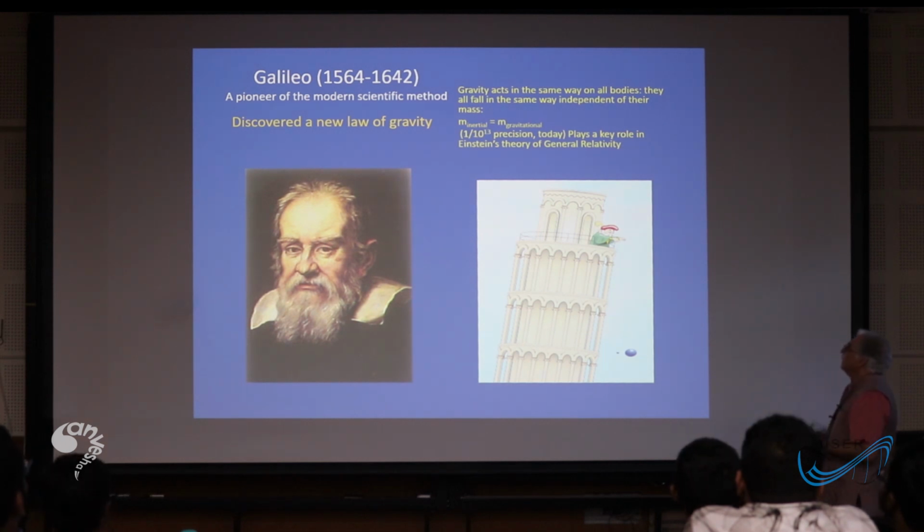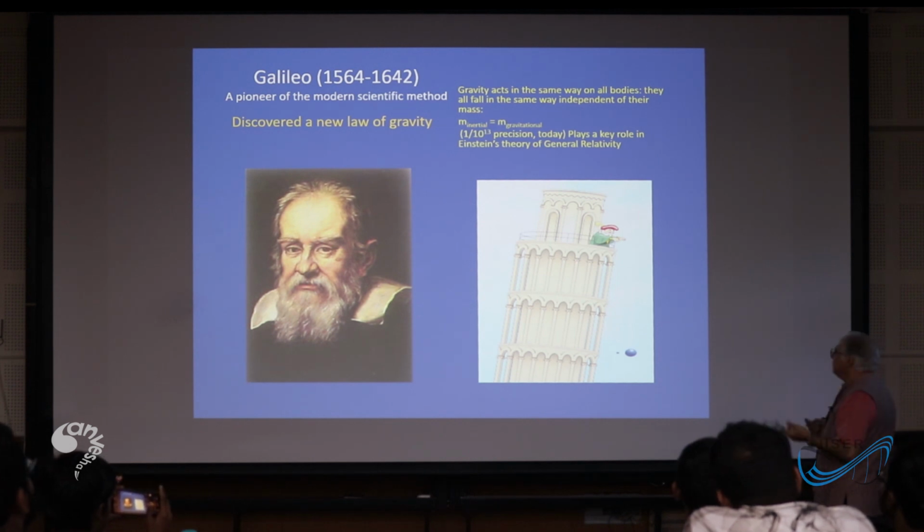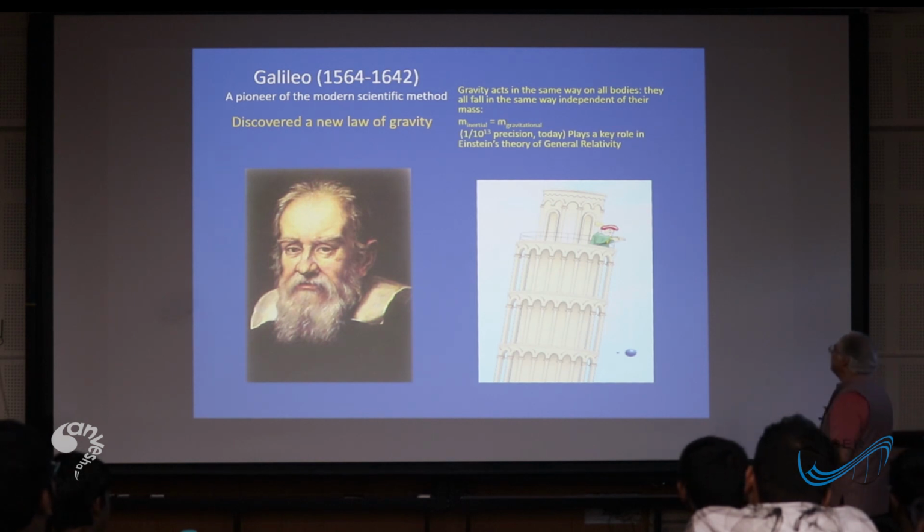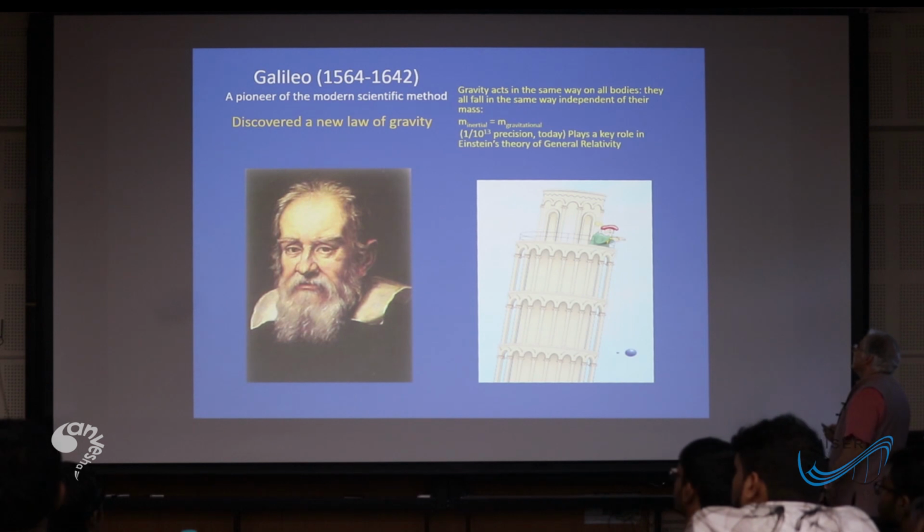Galileo, who pioneered the modern scientific method, discovered a new law of gravity. And this new law, which everybody knows, is that gravity acts in the same way on all bodies. They all fall in the same way, independent of their mass, right? We all study that in the beginning. It is a very fundamental law of nature, verified to a precision of one part in 10 to the 13. And it plays a key role in Einstein's theory of general relativity.